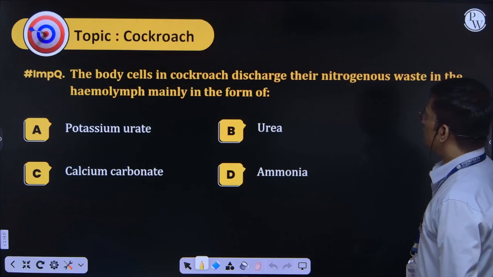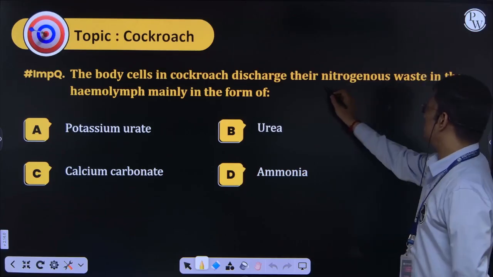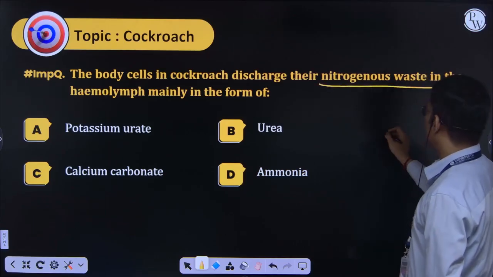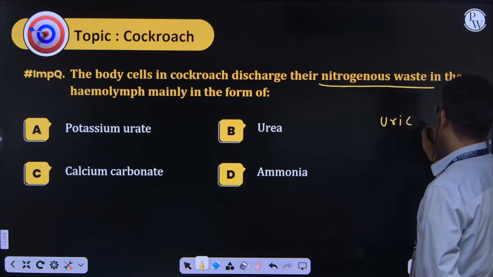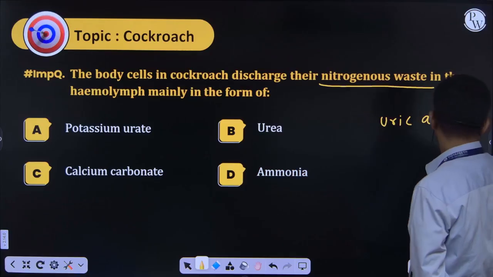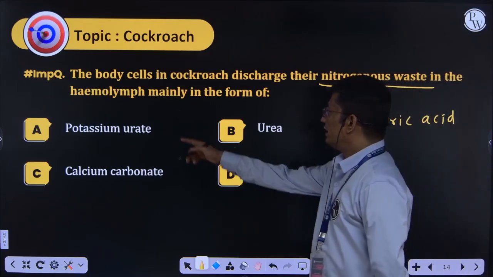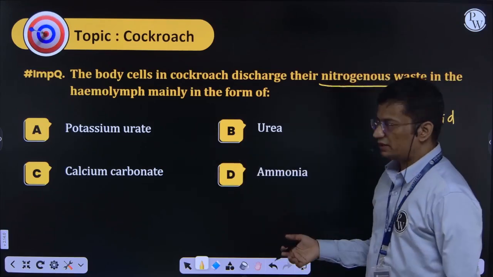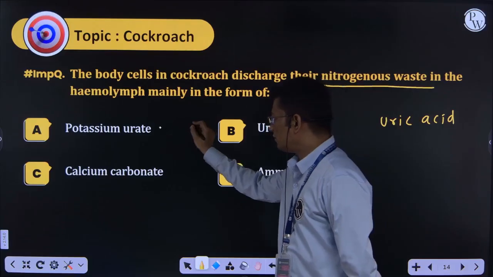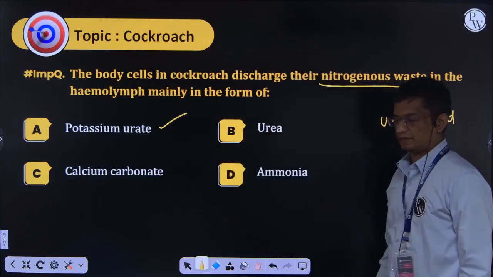The body cells in cockroach discharge their nitrogenous waste. Nitrogenous waste in cockroach is uric acid. In hemolymph, mainly in which form is it eliminated? It is eliminated in the form of potassium urate.